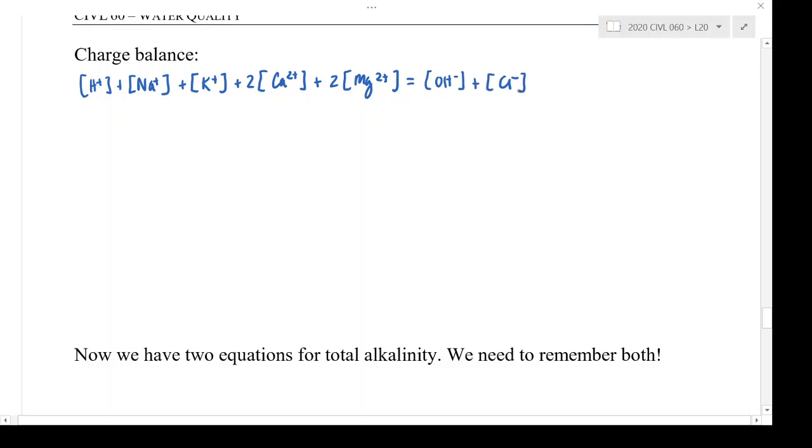Okay, on the negative side, I have hydroxide, chloride, nitrate, sulfate, and then bicarbonate, and then 2 times carbonate.